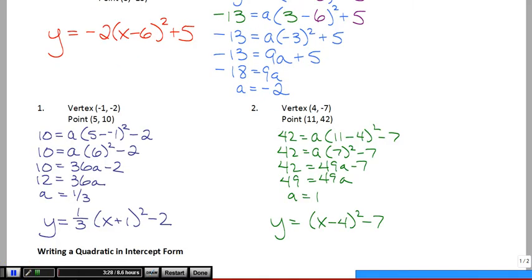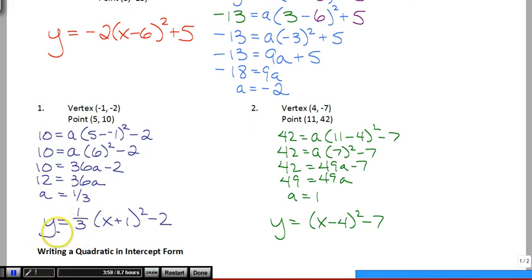So, did you complete these correctly? The first thing you needed to do for number 1 is substitute in your y, which is 10, your x is 5, your h for your vertex is negative 1, but remember that's minus a negative, so that's going to change into a plus. And then we have our negative 2 for the k part of our vertex. Then you just start solving. You get 6 squared is 36, a minus 2, add the 2, divide by 36, you got a is 1/3.